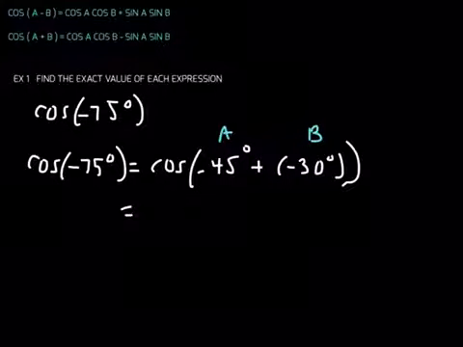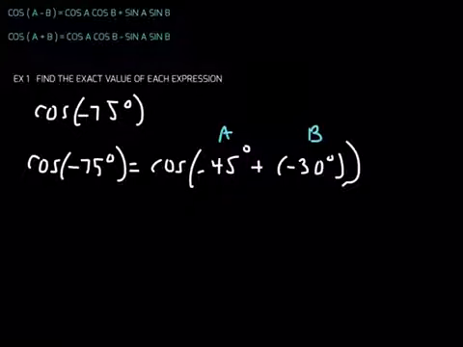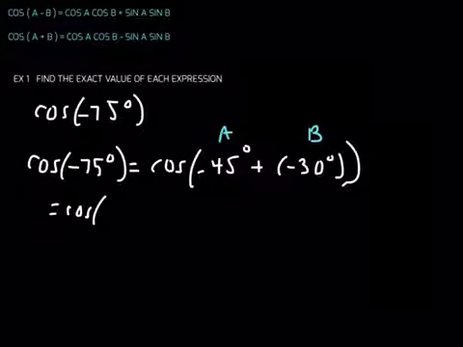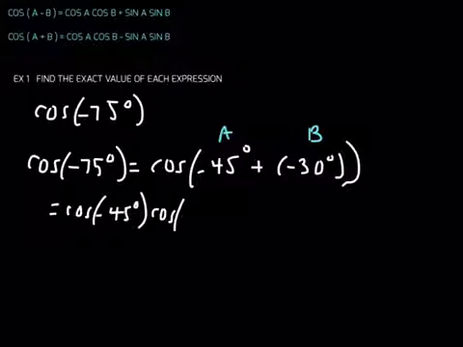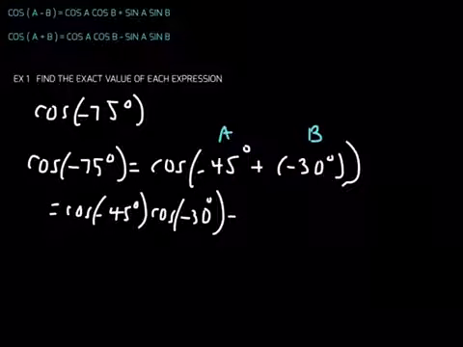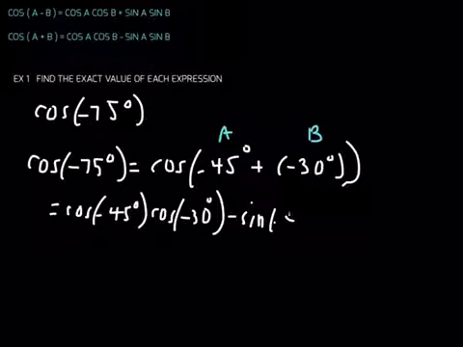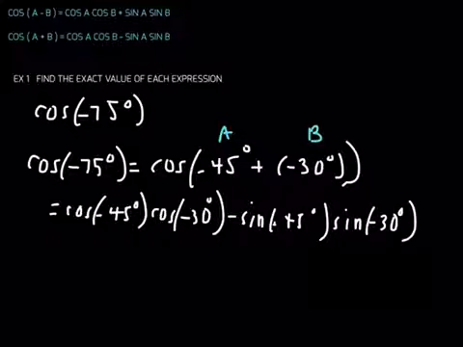I think I'm going to need more space here, so let me get rid of this. Let's use the identity here. So this is equal to cosine of negative 45 degrees. That's really sloppy, let me rewrite that for you. Cosine of negative 45 degrees times cosine of negative 30 degrees. This is the pattern. Minus, the sign change, right? Minus sine of negative 45 degrees times sine of negative 30 degrees. If you can't read that, this is sine of negative 45 degrees.